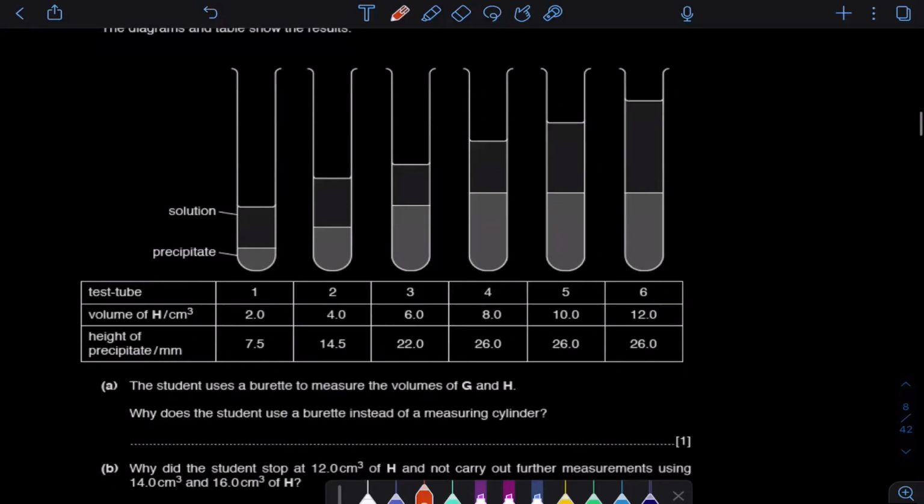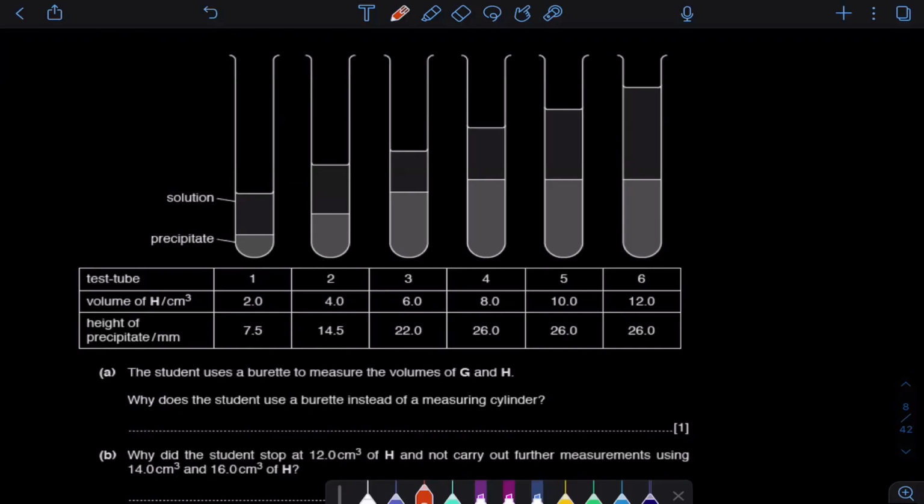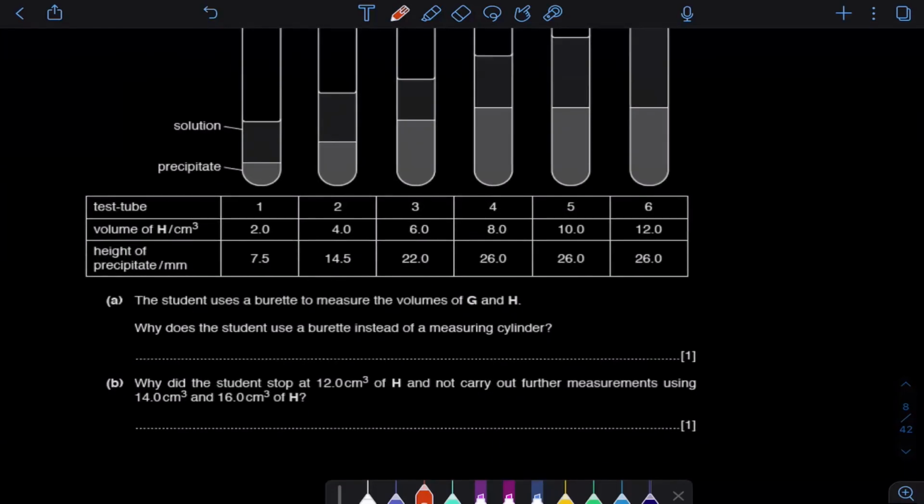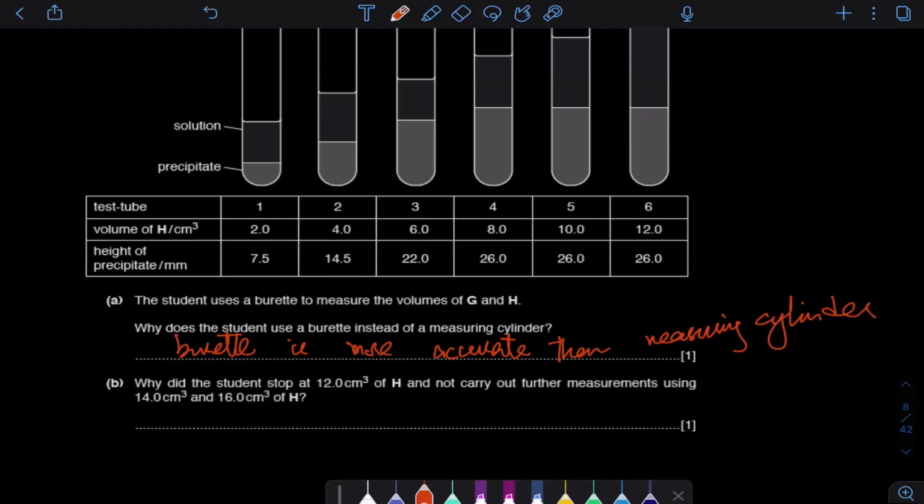The student uses a burette to measure volume of G and H. Good choice. Burette and pipette are always the good choice to measure volume. Why does the student do that? The student does that because burette has a lesser error. Burette has more accuracy. So both of them are acceptable. Burette is more precise or more accurate or has less error than measuring cylinder. Because it's a comparison question, I would suggest you talk about both of them.